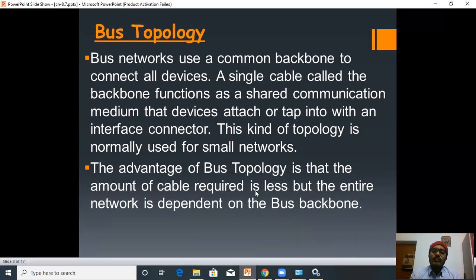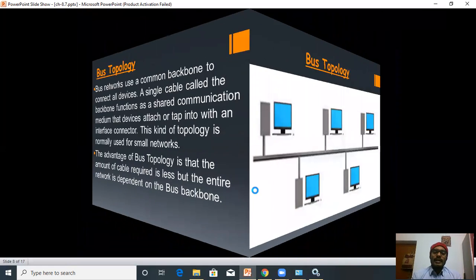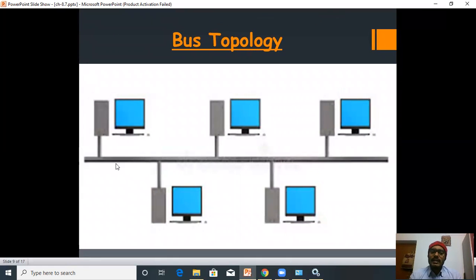Next point, the advantage of bus topology is that the amount of cable required is less, but the entire network is dependent on the bus backbone. There is a great advantage of bus topology, that the network cable requirement is very small, but the network is dependent on the bus backbone. All the network is dependent on the single wire, the single backbone. Understood? Now you can see its picture. This is the picture of a bus topology in which four computers are connected through a single wire.